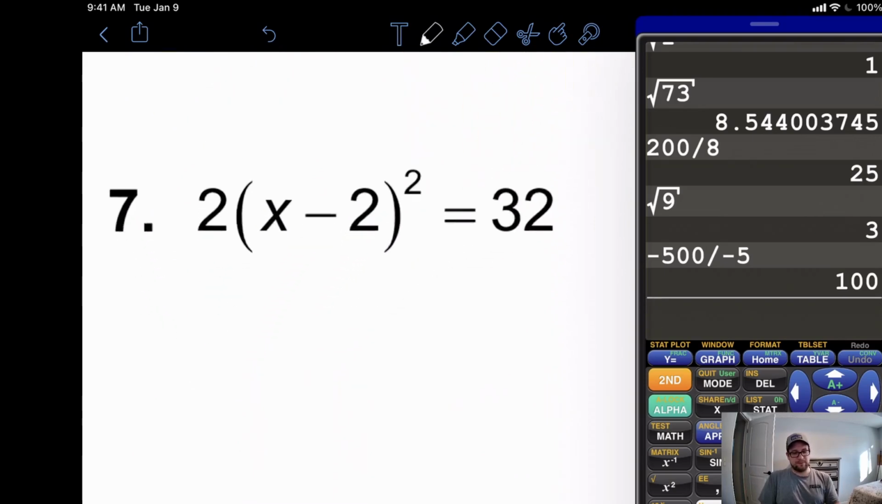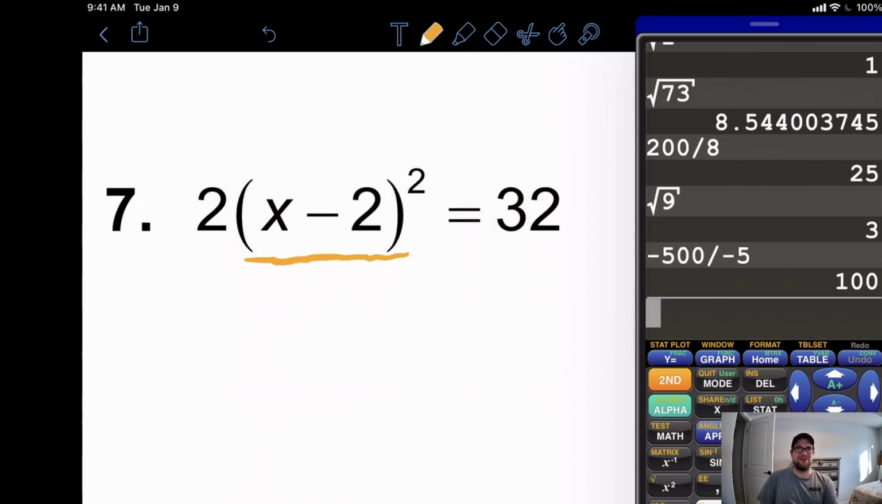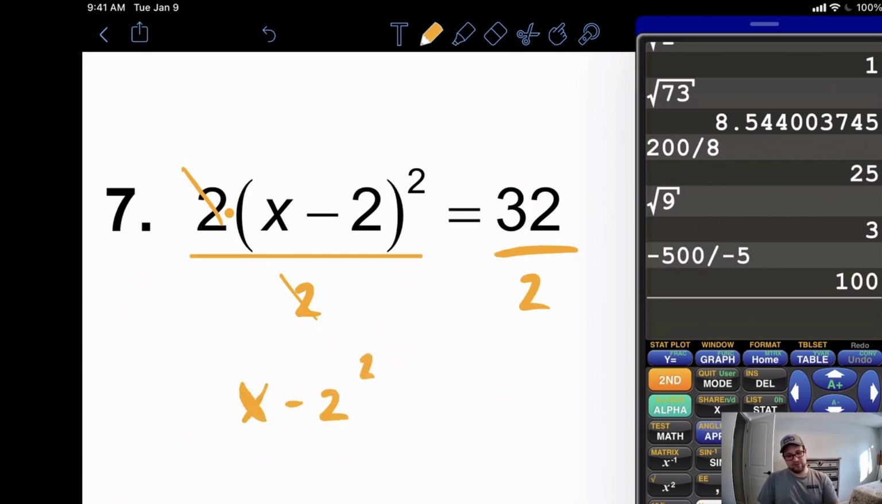So here's problem number 7. Again, we're going to start by trying to get the part that's squared all by itself. The 2 is hooked on there by multiplication, so we're going to unhook it using division. Divide by 2 and divide by 2. These two pieces are going to go away, and we're going to be left with x minus 2 squared. Now I'm going to put parentheses because the parentheses mean the whole thing's being squared. 32 divided by 2 is going to give us a positive 16.